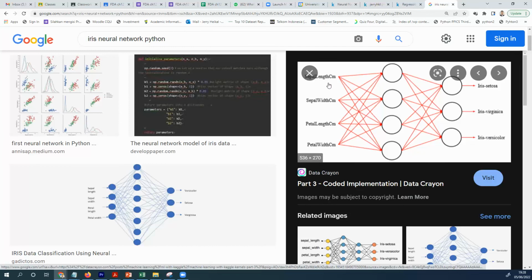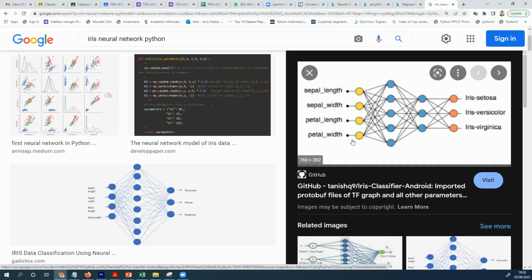We want to identify: if you put the sepal length, sepal width, petal length, and petal width, what is the flower name? Is it Setosa, Virginica, or versicolor? That is the objective of the model. When you have the measures of sepal and petal length and width, you want to determine the flower name. This is the model.